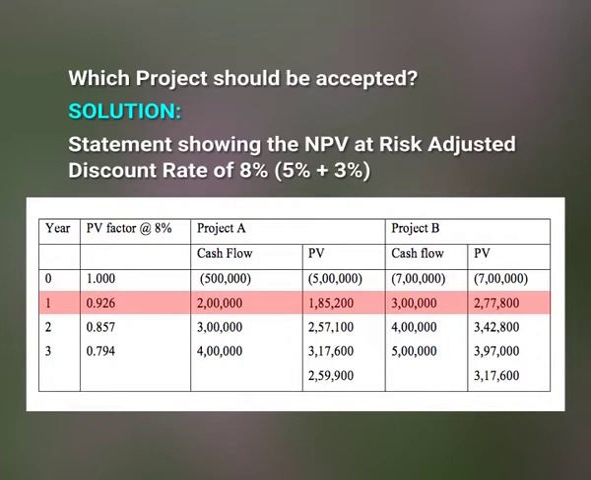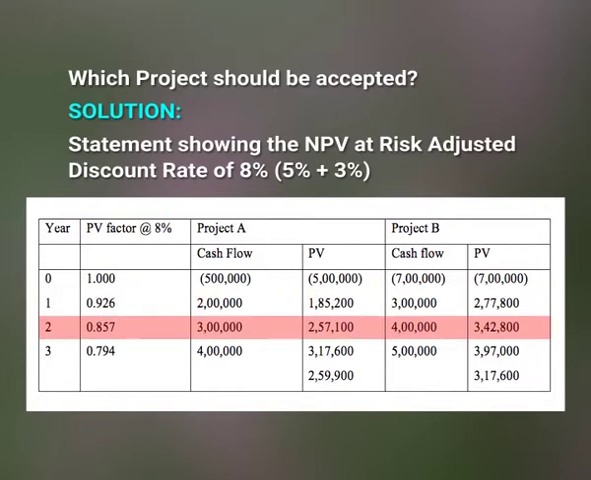Now, for the first year, the present value factor at 8% is 0.926, and the cash flow is 2 lakhs, and present value is 1,85,200. Then cash flow for project B is rupees 3 lakhs, and present value is 2,77,800.